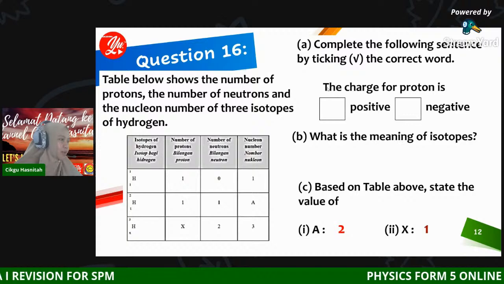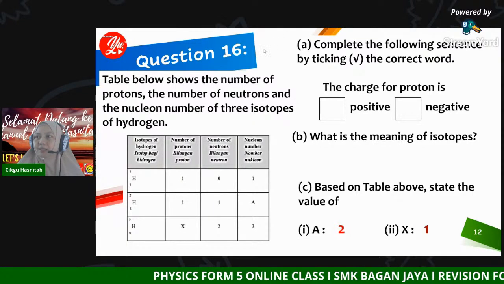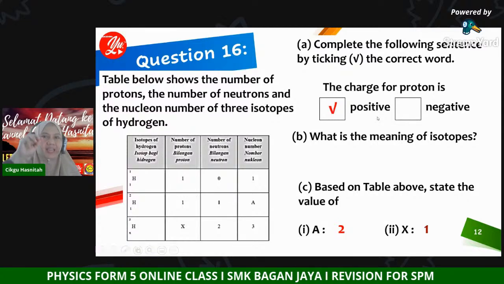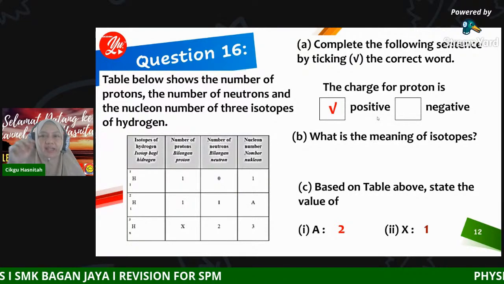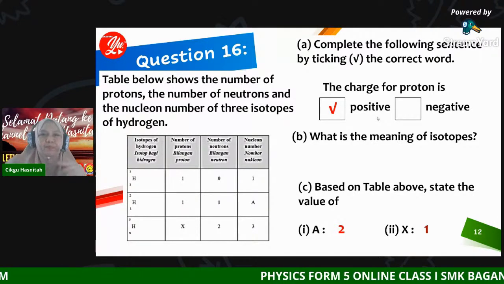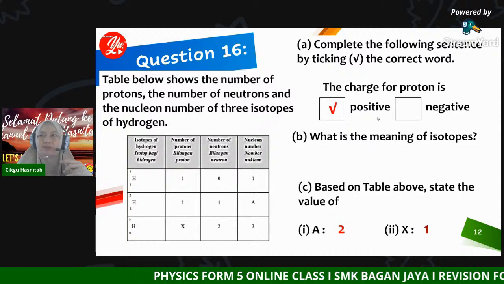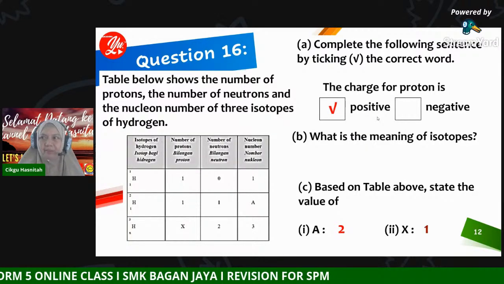Okay, you shouldn't get wrong for this question. So the charge for proton is positive. So we tick inside the box. Remember, when you have to tick, you must tick inside the box given. Don't tick outside or below or above the box. Okay. Second, this is also a basic question, a basic concept.